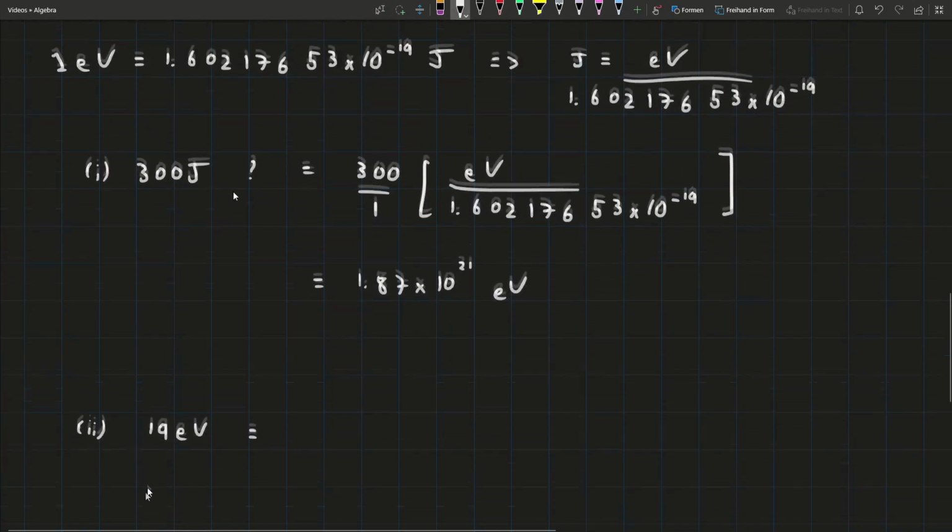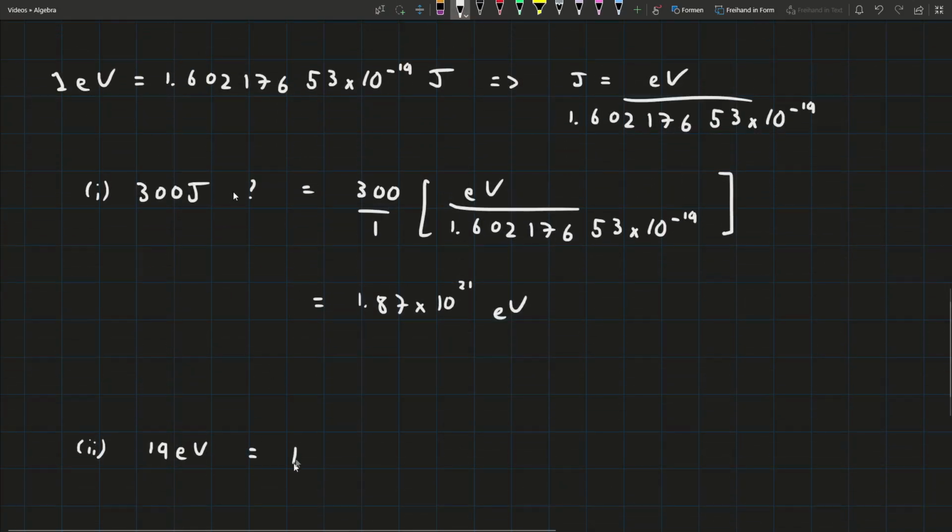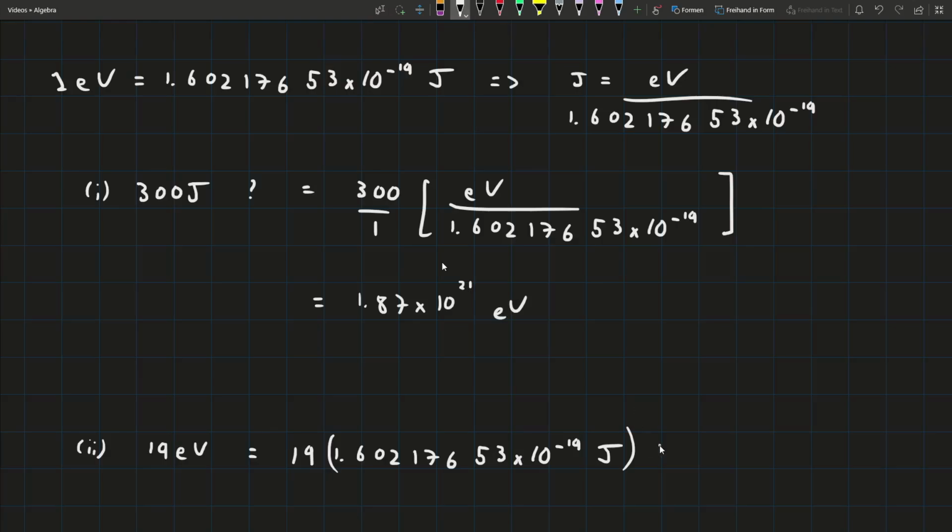One more example, 19 electron volts. This one's a lot easier. We want to convert 19 electron volts to joules. What is EV equal to? It's equal to this. So we can replace EV by this, and then simplify. And when you put it in your calculator, you get 3.04 times 10 to the minus 18, because we just used that multiplication is commutative. We combined these two, and then we just have joules. So that's a really easy way to convert things.